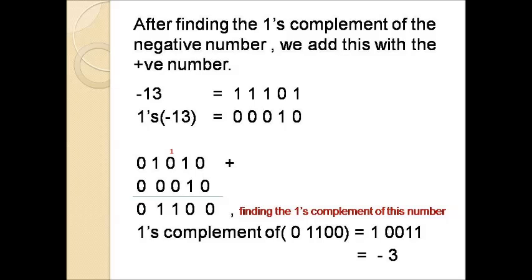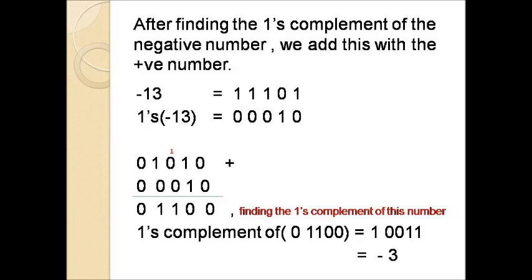After finding the ones complement of the negative number, we add that ones complement with the binary equivalent of the positive number, that is, binary equivalent of plus 10 plus ones complement of minus 13, right? So when you add, 0 plus 0 is 0. 1 plus 1 is 0 with a carry 1. So the carry 1 is added, 1 plus 0 is 1. Then we have 1 1 0 0.